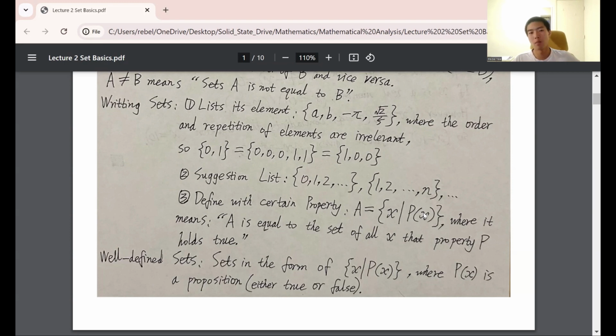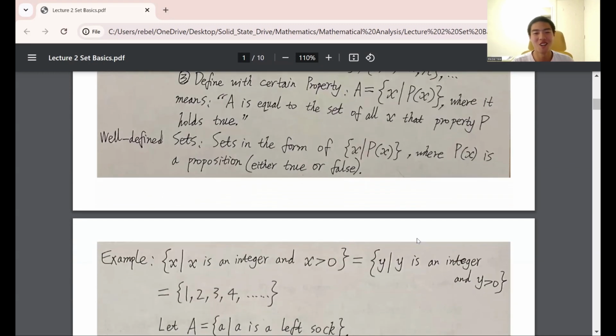Property P can be a large set of properties, but some properties may not work. It must be a proposition. So this will lead us to the next situation.